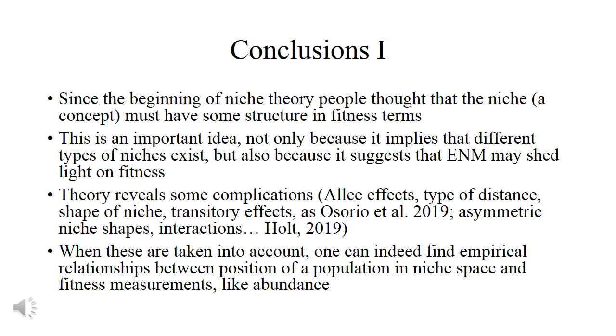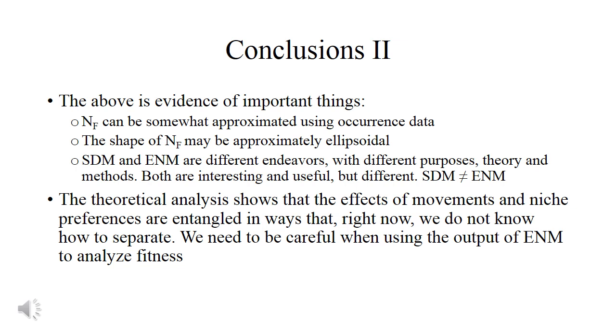When all these complications are taken into account, one can indeed find empirical relationships between the position of a population in niche space and fitness measurements like abundance. And I think this is a very nice result. And finally, what I just said is evidence of important things. The fundamental niche can be somewhat approximated using occurrence data. This is maybe a bit unexpected. It's difficult to know when it's happening and when it is not happening, but just the fact that we find correlations between abundance and distance to a centroid suggests that we are approximating the fundamental niche when we do the niche modeling algorithms. Second, that the shape of the fundamental niche may be approximately ellipsoidal.